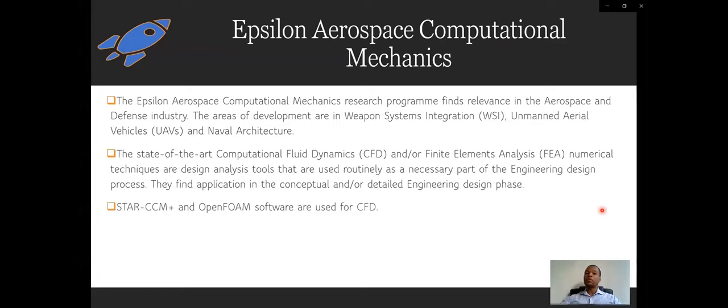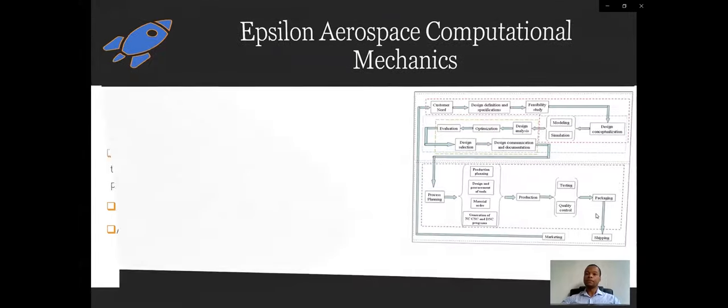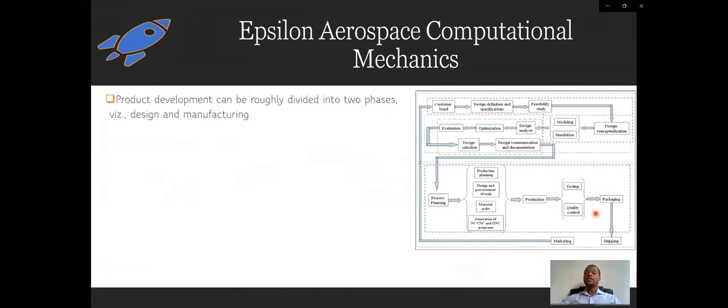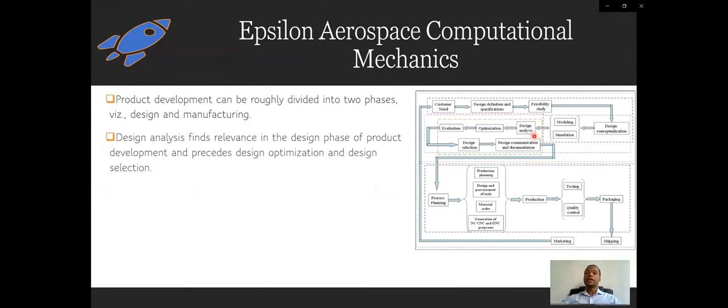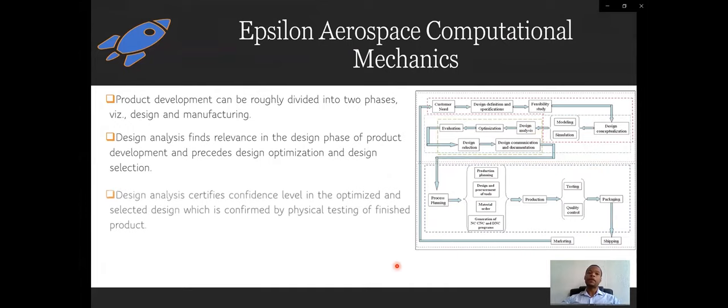STAR-CCM+ and OpenFOAM are software currently used for CFD, and ANSYS Mechanical software is currently used for finite element analysis. Product development can be roughly divided into two phases, the first being design, as capitulated, and manufacturing. Design analysis finds relevance in the design phase of product development and precedes design optimization and design selection.